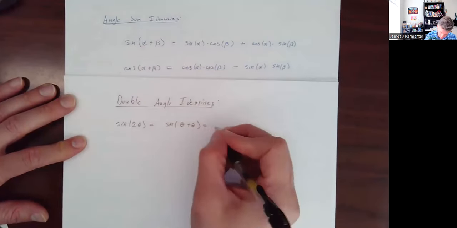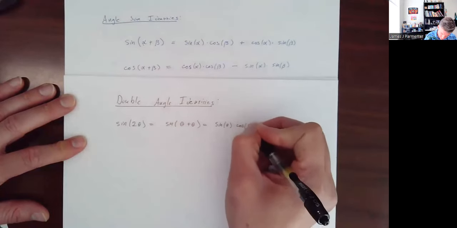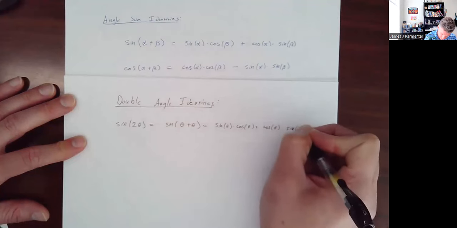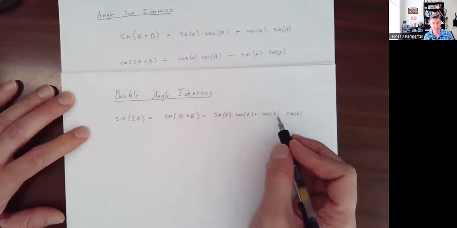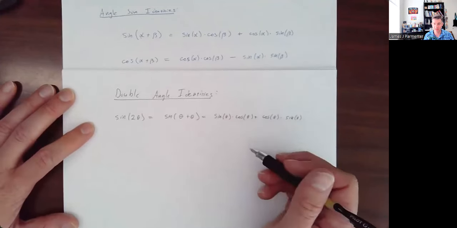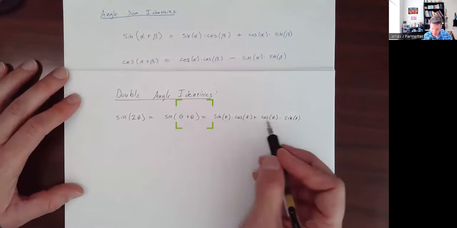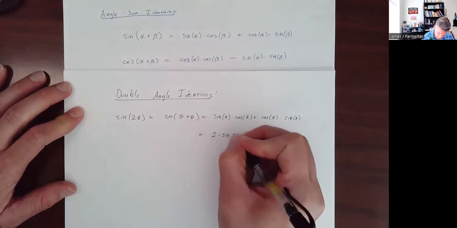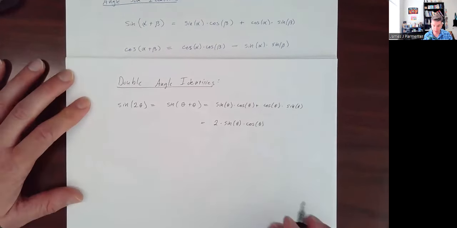So it's going to equal sine of theta times cosine of theta plus cosine of theta times sine of theta. But these are really the same, right? This is sine times cosine. This is sine times cosine. So I really have something added to itself. And just like when you add 5 plus 5 and you get 2 times 5, or x plus x and you get 2 times x, when you add something plus something, you get 2 of that something. So you get 2 times sine of theta times cosine of theta. And that is the double angle identity for sine.